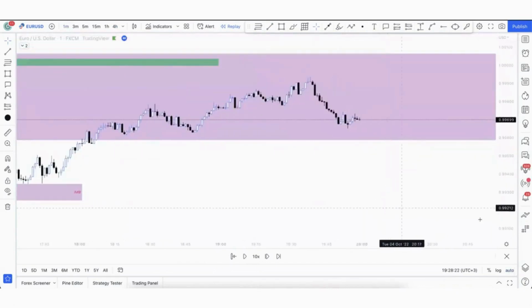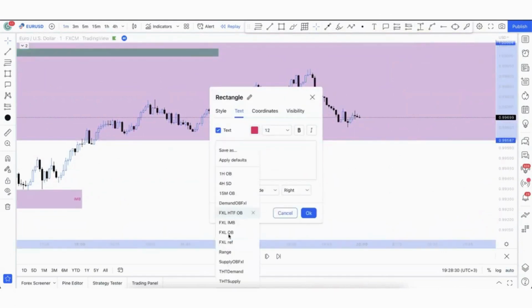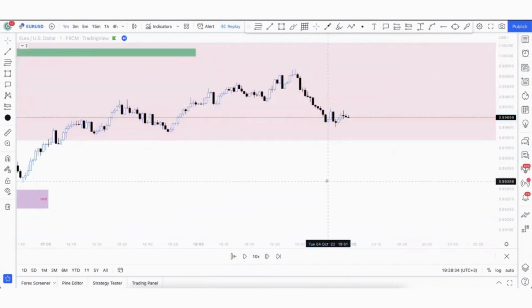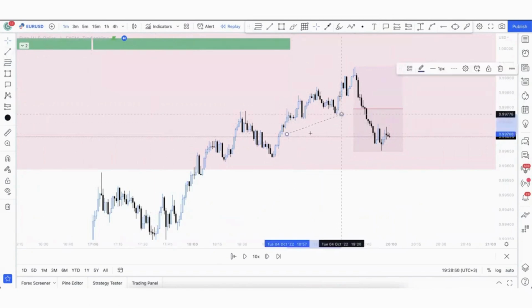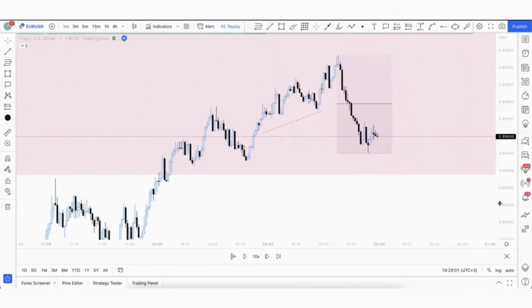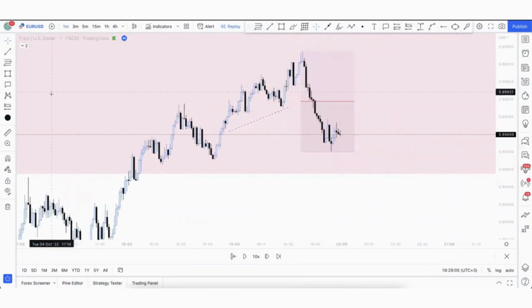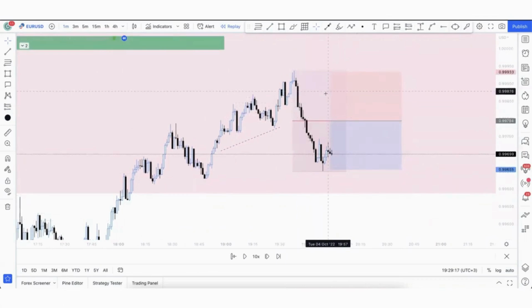as you can see here, this impulsive move to the downside broke these equal lows here. So I drew this premium and discount because I want to see if the price will go here, because if you want to place a sell, it's better to place it in the 50% of this move or within this premium zone.